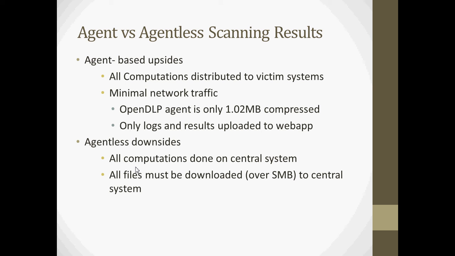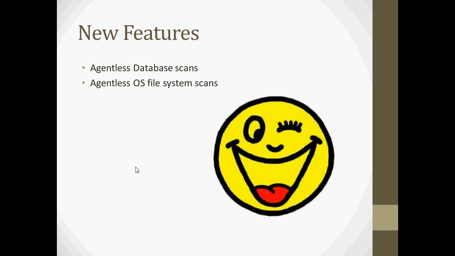Agentless downsides. These are agentless disadvantages. All computations are done on the central system. All files must be downloaded over SMB to the central system.